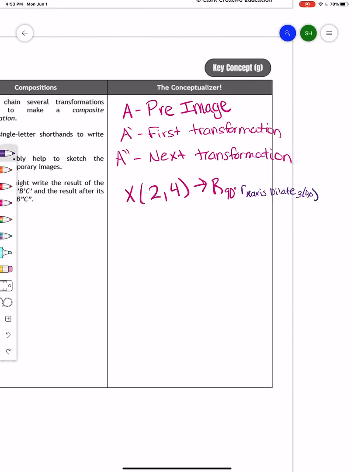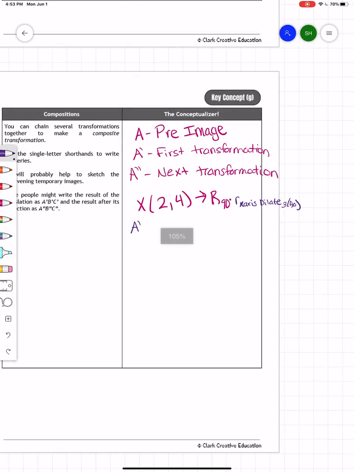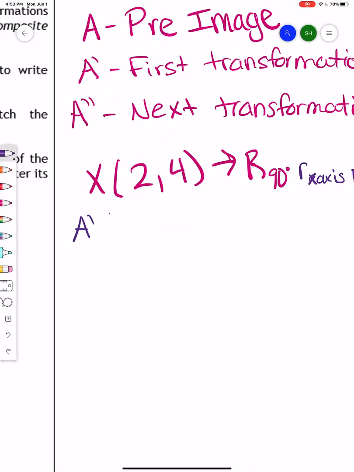So if I'm going to do all those three things, first we have to rotate 90 degrees, right? So our first move, when rotating 90 degrees, we're going to go clockwise. You're flipping your x and your y, and your x is becoming negative. So A prime would be 4, comma, negative 2. That would be your A prime.